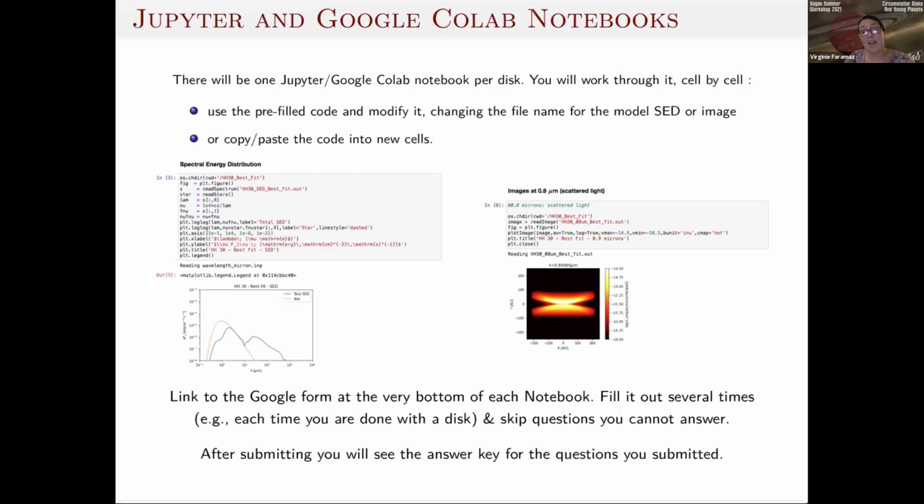There's just one notebook per disk. So if you arrive at the end of your notebook and you open the Google form, of course, you're not going to be able to answer questions for the disk you have not seen. So skip the questions you cannot answer and just answer the ones you can. After you submit, you will see the answer key for the questions you submitted. And if you go on and study another disk, you will be able to fill out the questions for that disk when you reopen the Google form on the next notebook.